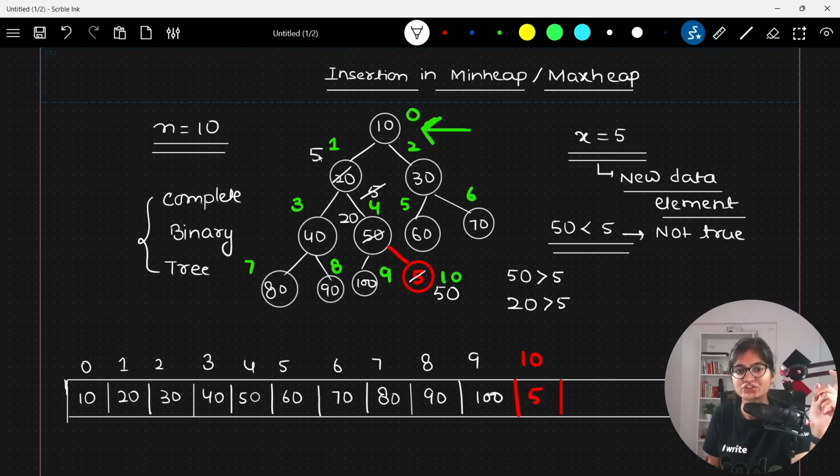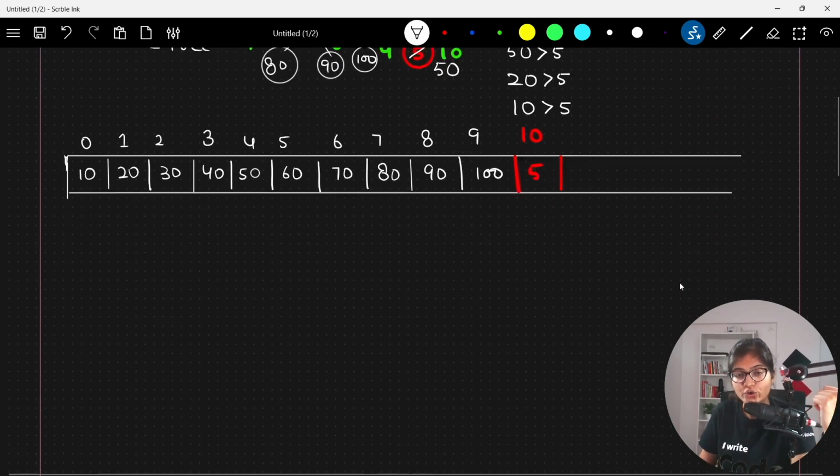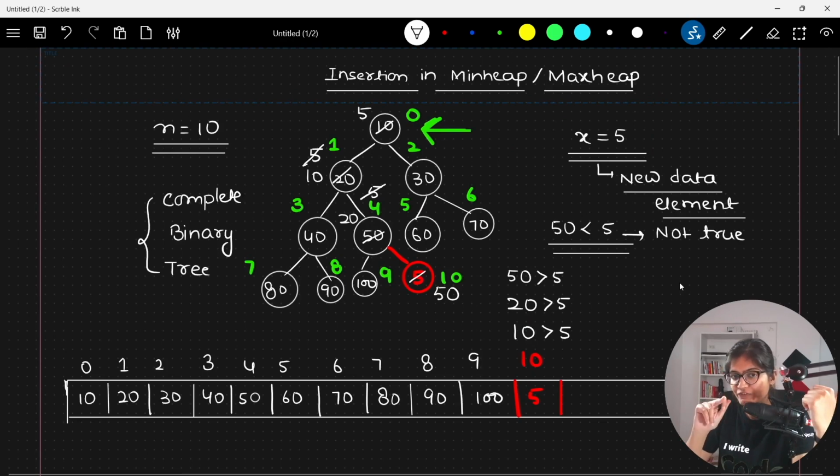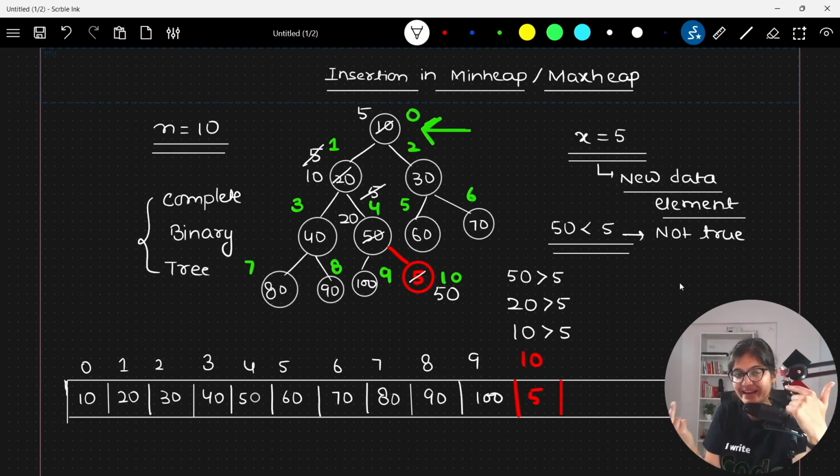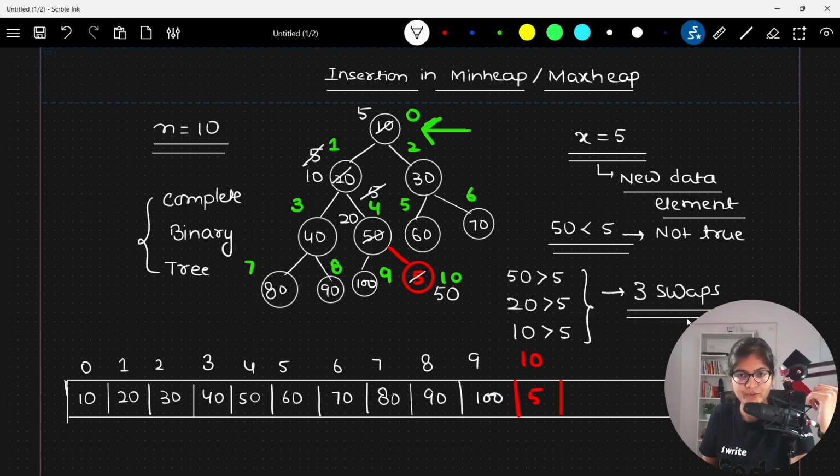Now in the next iteration, what is the parent of 5? It is 10. So 10 will get compared with 5, and the value of 10 is again greater than 5. So again there will be a swap, and 5 will come here, 10 will come here. Now if you see, on top of 5, is there any parent? No. So it will not do any further comparisons. Here we did 3 comparisons, and accordingly 3 swaps for this particular example, right?